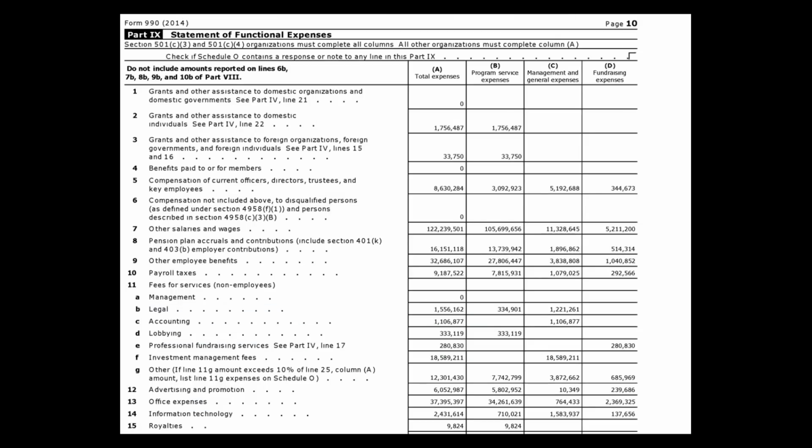I won't go through every line on this, but I will point out lines 5 through 10 are all personnel costs, beginning with compensation of current officers, directors, trustees, and key employees. In this case, the organization spends $8.6 million on those individuals. They also have 122 million in other salaries and wages, plus pension plan accruals and contributions of 16 million, and other employee benefits of 32 million, and payroll taxes of 9 million, which means that they are spending $180 million this year on payroll, including 8.6 million for the senior executives and officers.